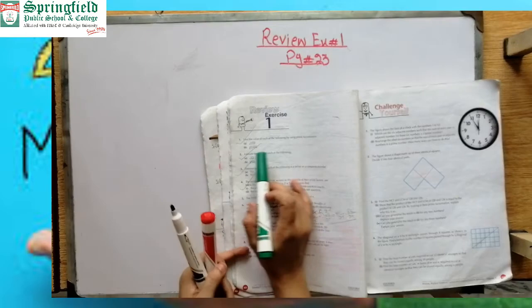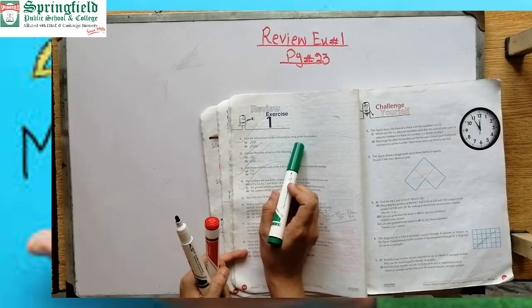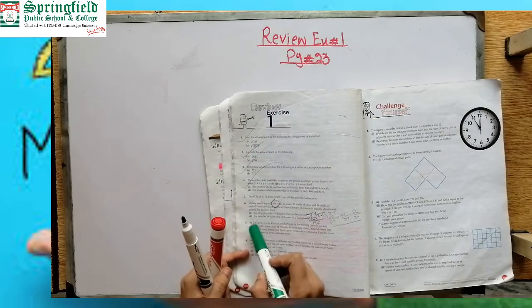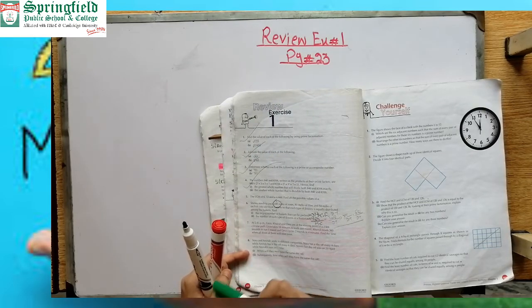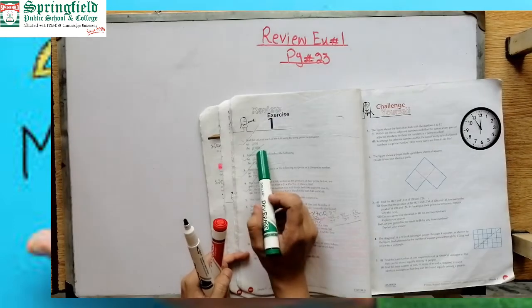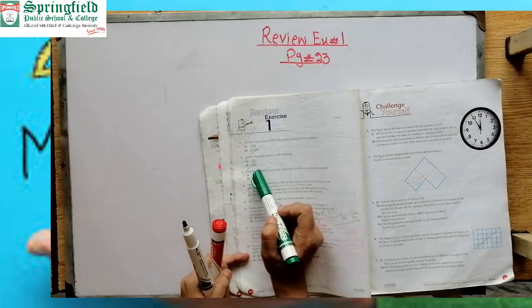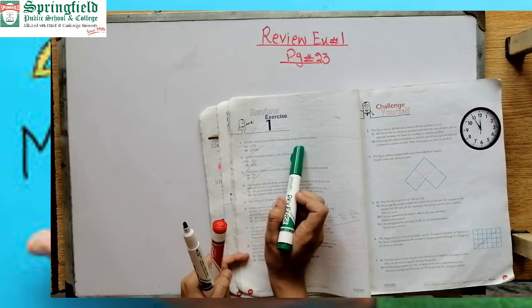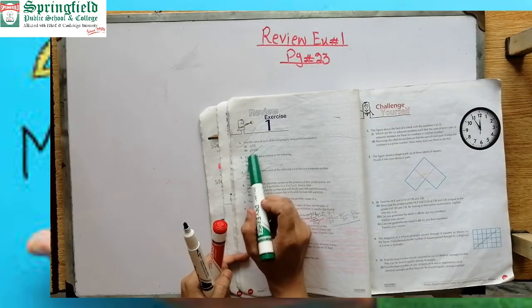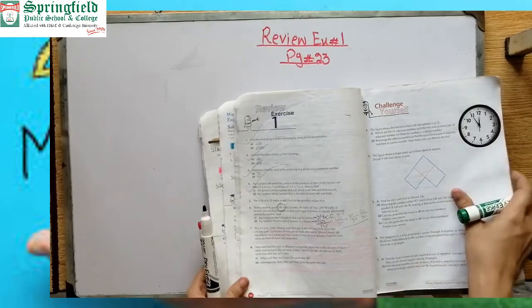Question number 1 is: find the value of each of the following by using the prime factorization method. Review exercise is based on your previous exercises, and we already did exercises 1A and 1B, so I guess you have an idea of how we can solve these questions. Find the value of each of the following by using the prime factorization method. In part A they are asking about the square root, and in part B they are asking about the cube root. So how can we find the square root and cube root? First, I will do part A.